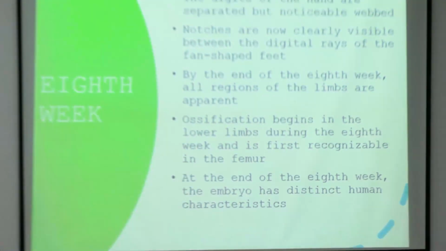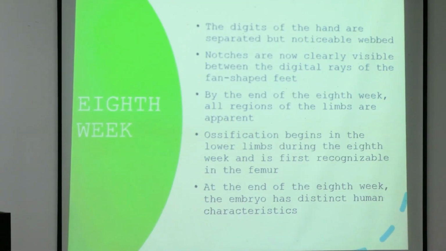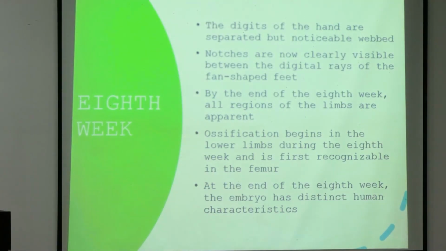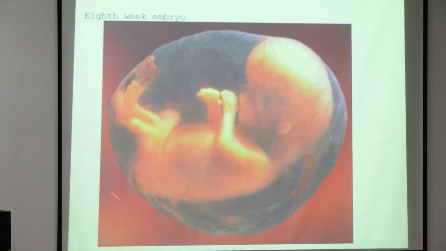Ossification again begins in lower limbs in the 8th week. It begins in the upper limbs in the 7th week, and in the 8th week it begins in the lower limbs. And the 8th week embryo distinctly looks like a human being. Now we can identify it as a human. It's quite human, right?